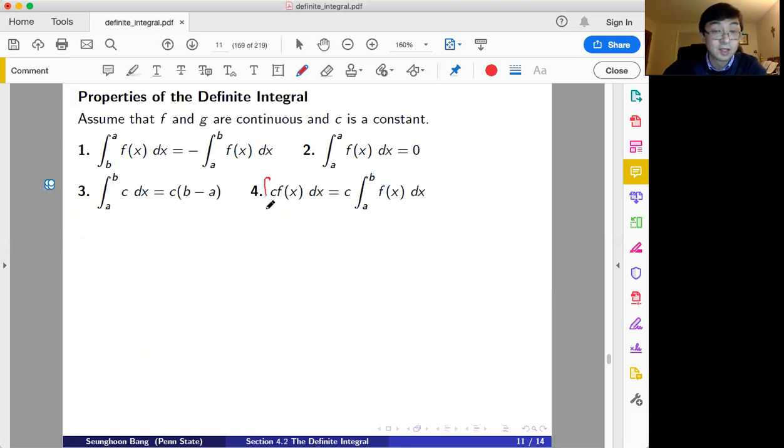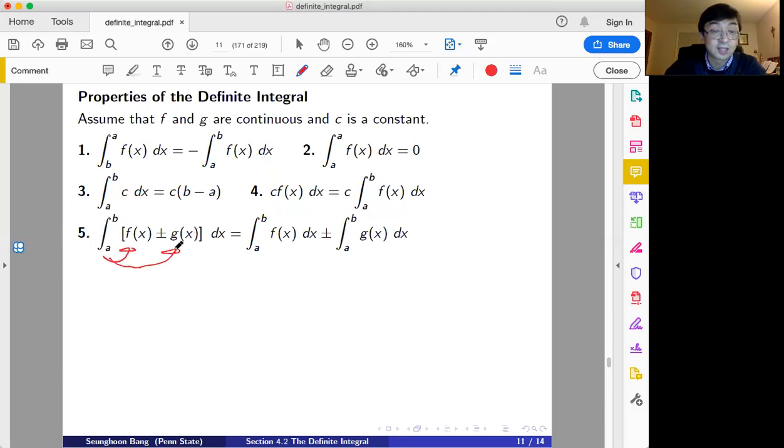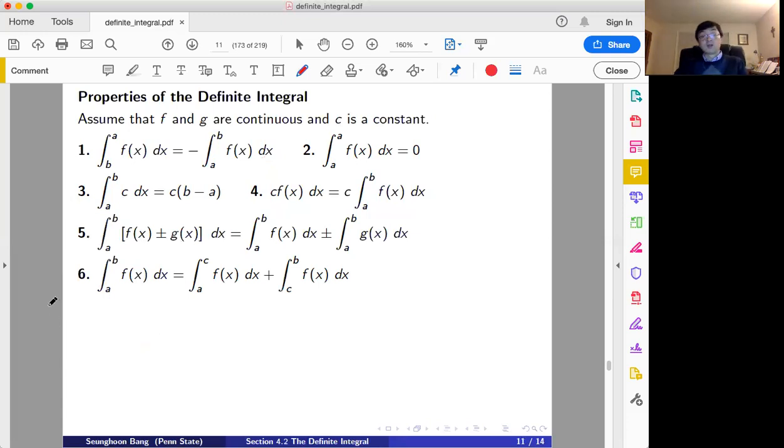So we have the integral from a to b of c times f of x. You can take out c, exactly: c times the integral from a to b of f of x dx. Then for the integral of f of x plus or minus g of x dx, same, you can distribute the integral to the first and second one. Next, the integral from a to b of f of x dx, you can split into two integrals: the integral from a to c of f of x dx plus the integral from c to b of f of x dx. This is true.